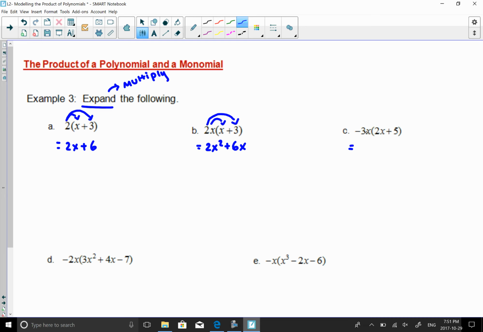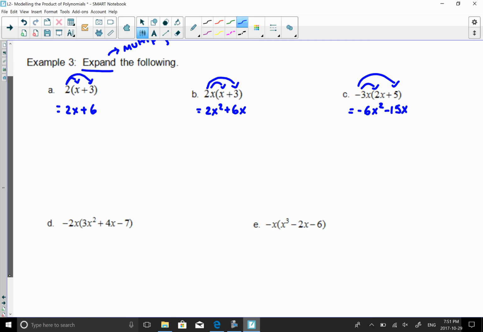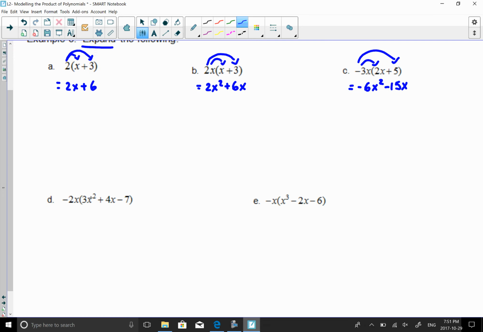Negative 3x times 2x, so first multiply the number by the number, so I get negative 6. And I know x times x is x squared, adding the exponents 1 and 1. And here I'm going to multiply the negative 3 times 5. Negative 3 times 5 is negative 15, but I still have the x there. So that's a monomial times a binomial. Now we're looking at monomial times a trinomial.